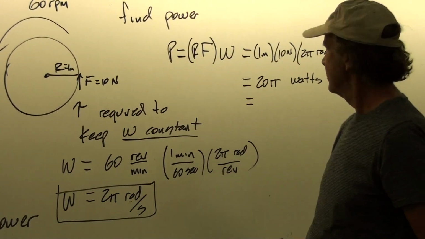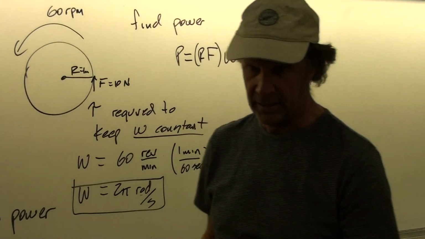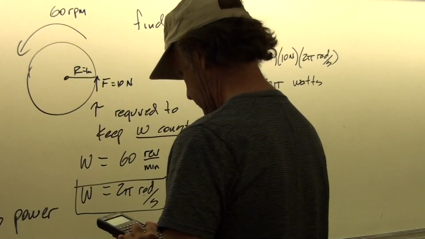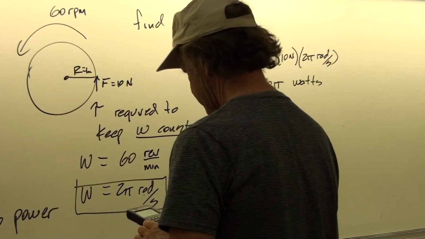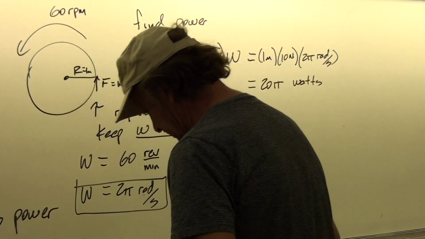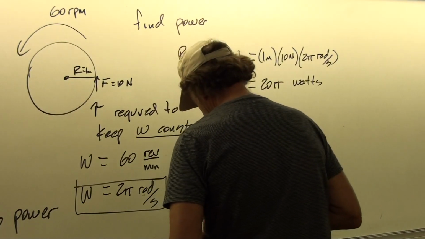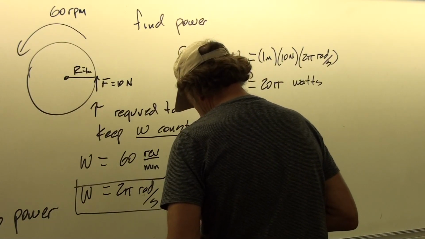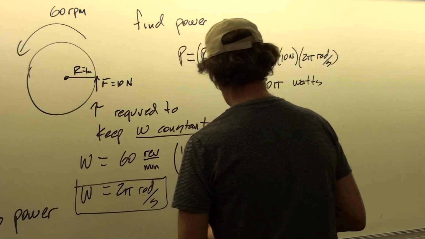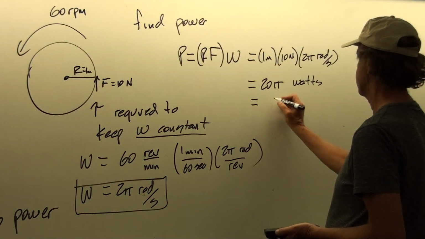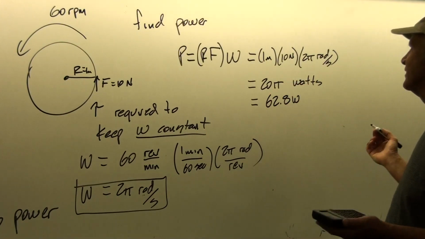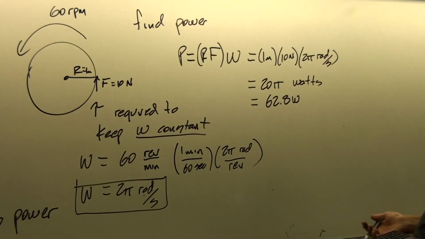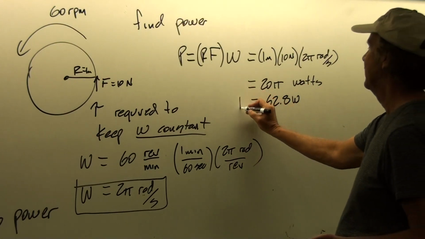Or that would be the same thing as 62.8 watts. Because 2 pi is 6.28, so I didn't really need a calculator for that. I already knew that. So it's 62.8 watts that would be the power.